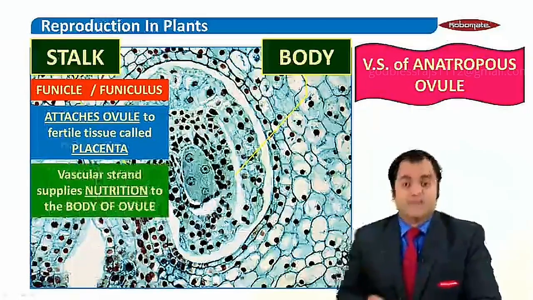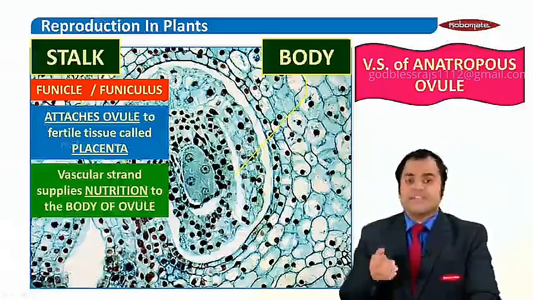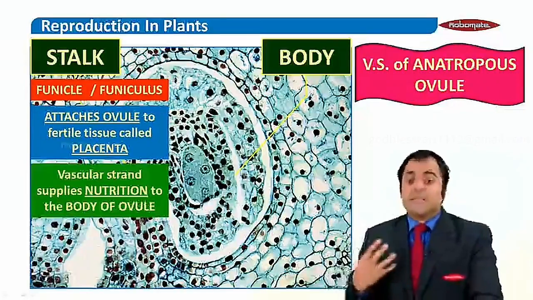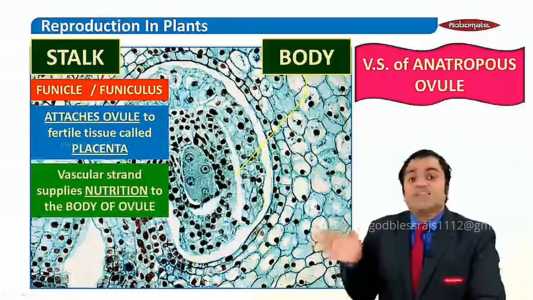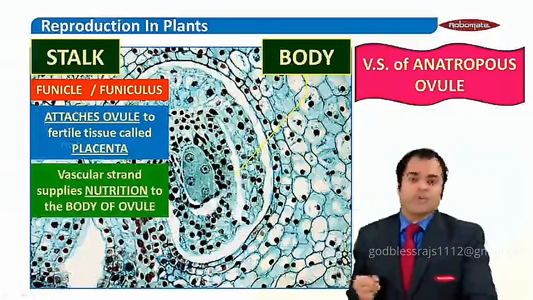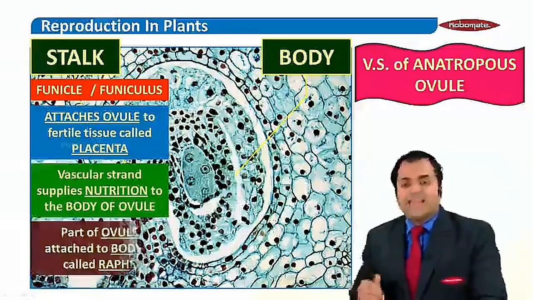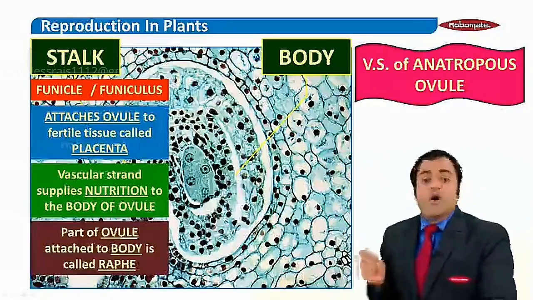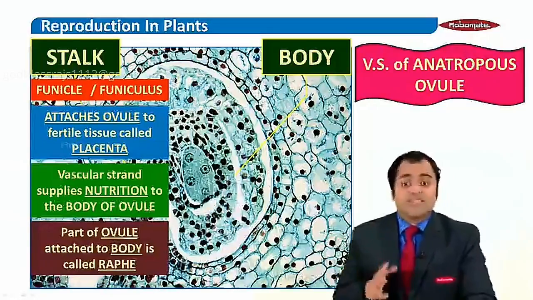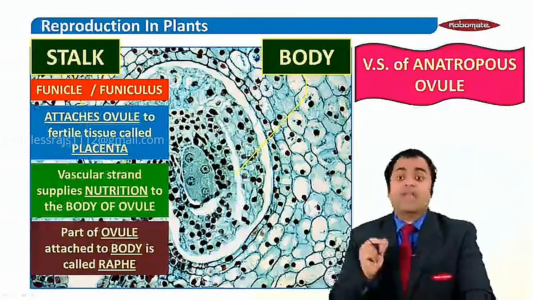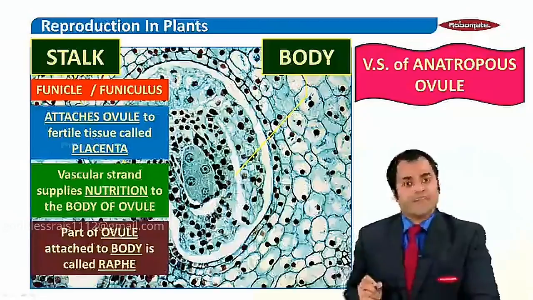Next, you should know that a stalk possesses a vascular strand and it supplies nutrition and nourishment to the body of the ovule. And finally, you should know that the part of the stalk which is attached to the body is called the raphe.